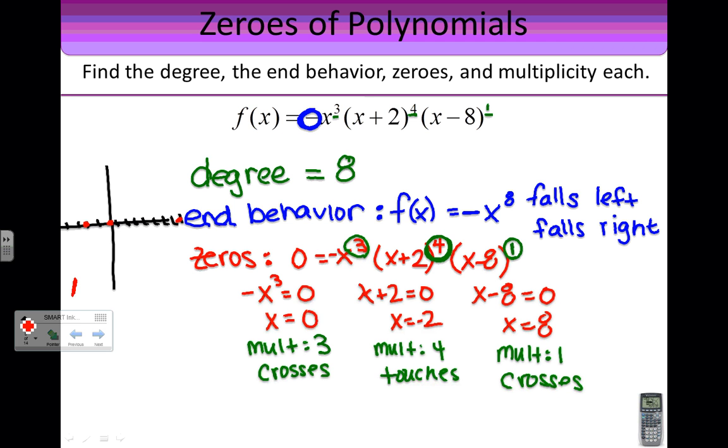So it's going to start down here on the left because we know it's going to fall down there. The x equals negative 2 is an even multiplicity, so it's going to touch and bounce back down. Go up towards the x equals 0. It's going to do something there in the middle we're not sure of, but that's okay. So x equals 0 had an odd multiplicity, so it crosses through, comes back down. My x equals 8 had an odd multiplicity, so it also crosses through and falls to the right.